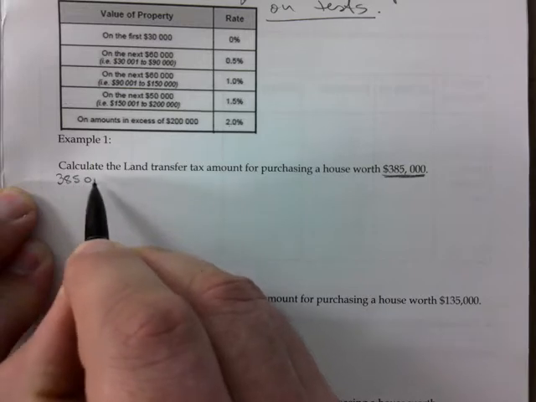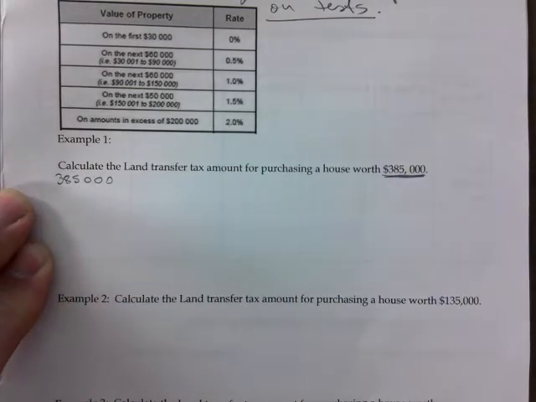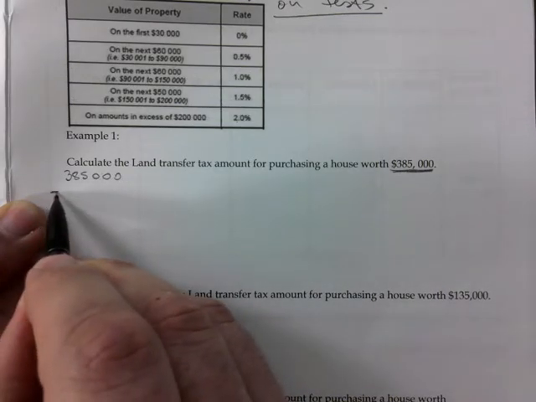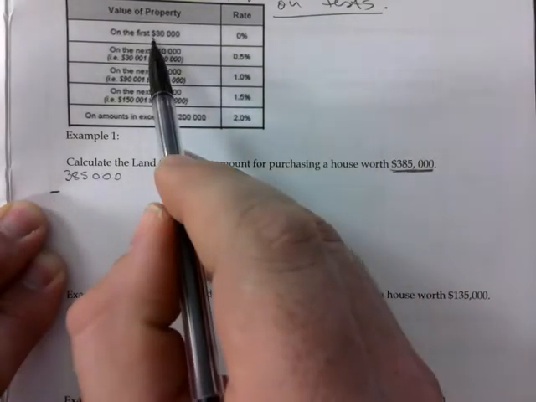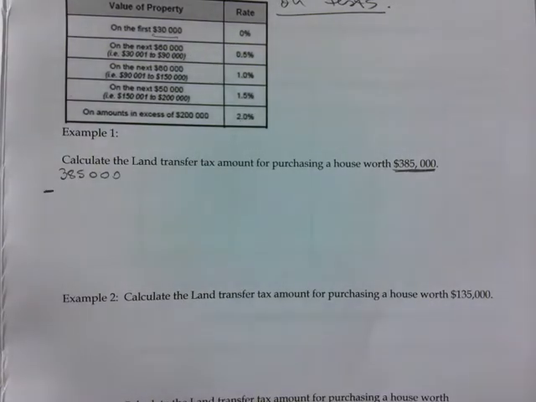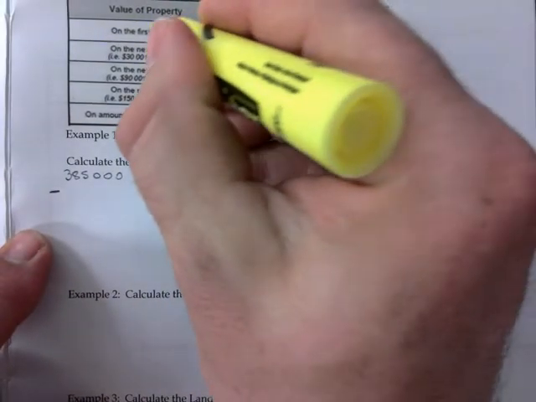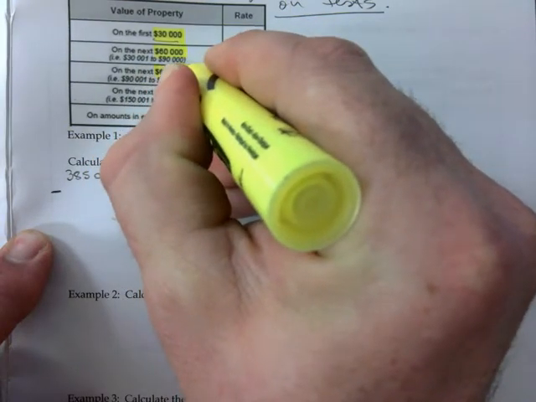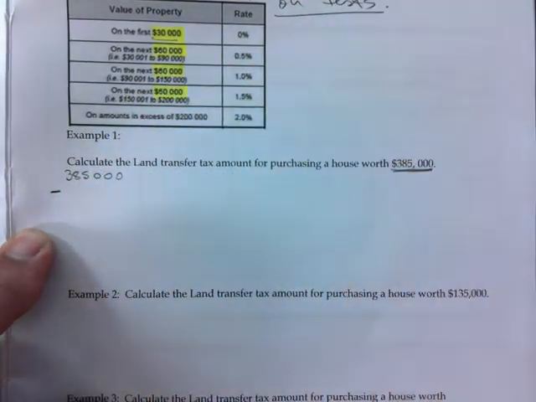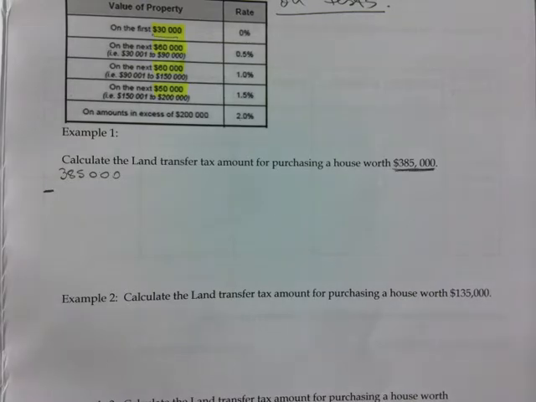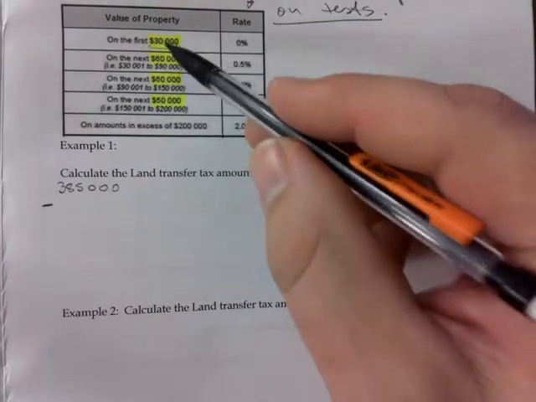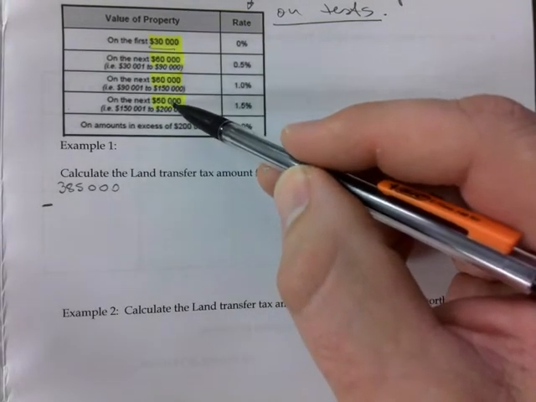Just make sure you write this down, guys. Okay? You take the 385,000 and you subtract, what does it say here? The first 30 grand. I'll take the highlighter and go over those 30 grand, 60, 60, 50. Those are the amounts you want to highlight. $30, $60, $60, $50. Right?